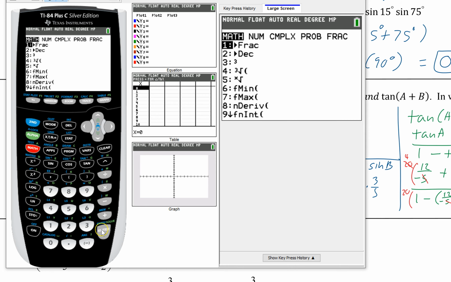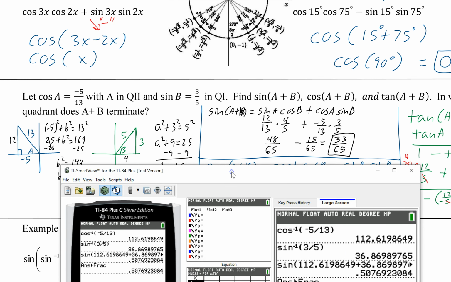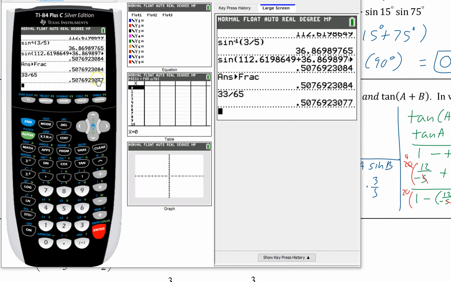If I hit math fraction, still decimal. So the only way to check it is to come back over here and take your 33 over 65 and plug them in. And they should be extremely close. There it is. You see there's a little round off here because there's a round off up here. So there you go. Correct answer.